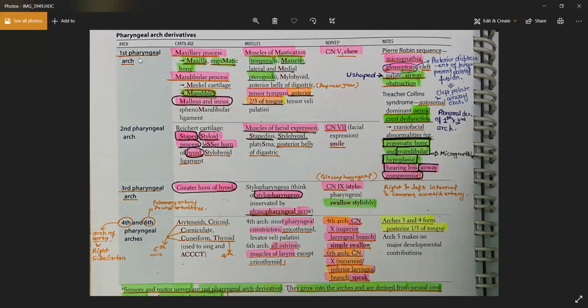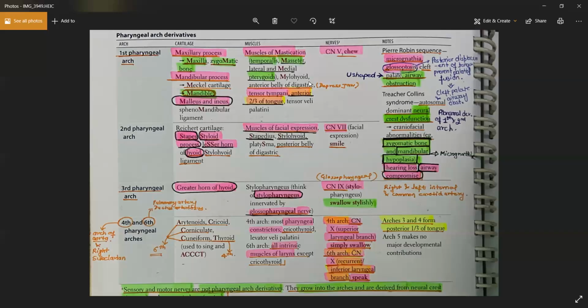The arch is the middle part of the pharyngeal apparatus, right? Yes, the middle part is the arch. Outermost you have the clefts or the sinuses, the middle one you have the arches, and on the inner side you have the pouches. So it's the mesoderm, the connective tissue, that forms bone and muscle. Yeah, exactly. All the mesoderm structures, this mesoderm layer, will form your muscles.